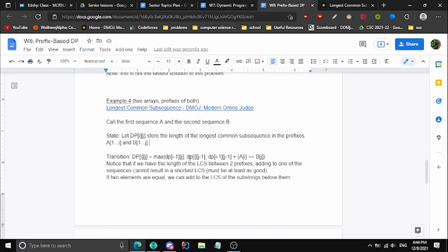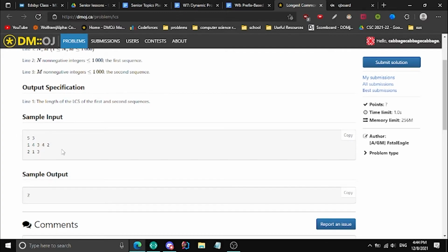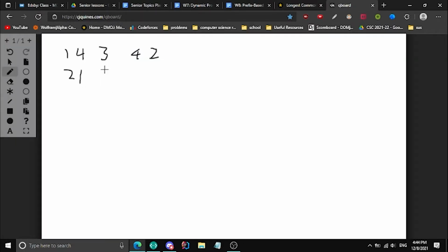So I think I should give an example of this. If I had the array 5 3 1 4 3 4 2, okay, so 1 4 3 4 2, and 2 1 3. Let's call this first array A and second array B, I guess. So our answer is going to be stored in dp at 5 at 3, right?